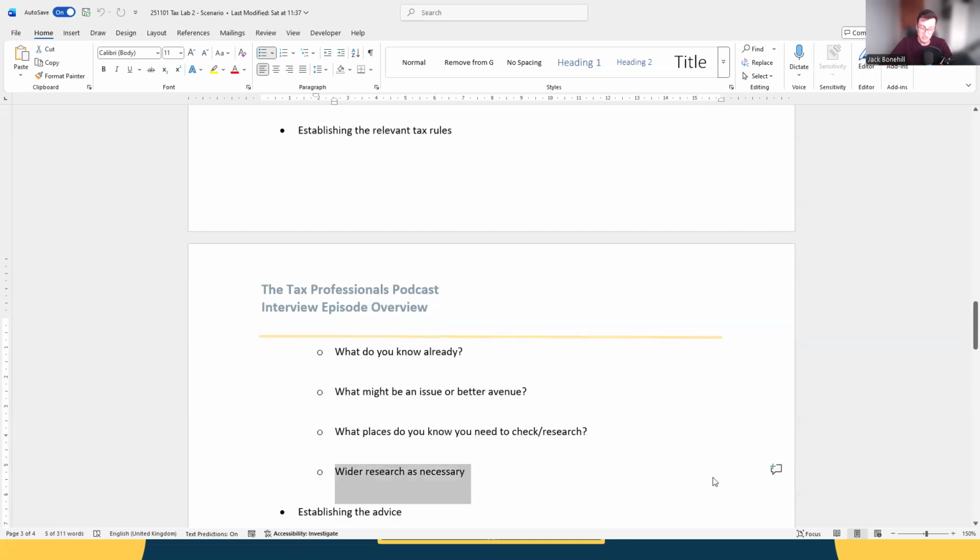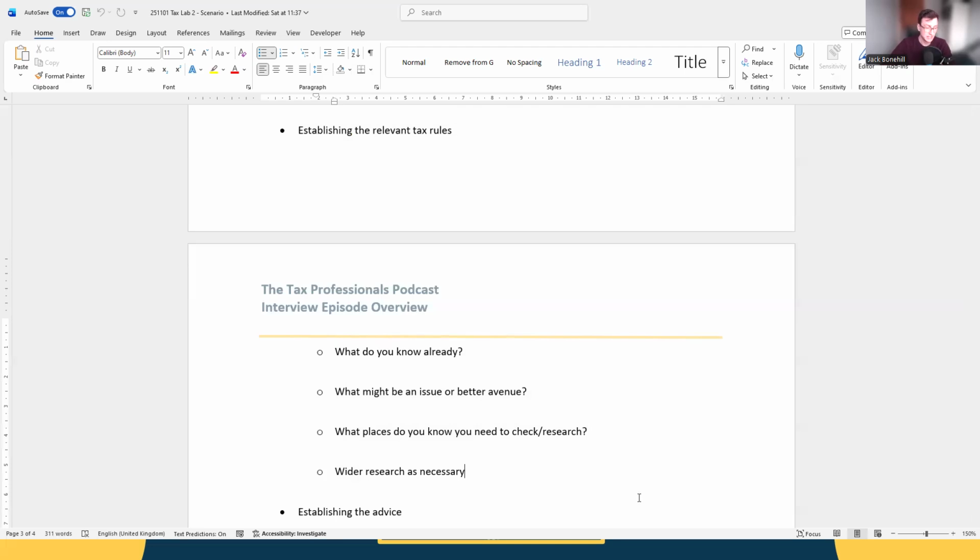Then you just need to think about being careful and making sure you widen your research as necessary. You can also, if you work in tax teams and you've got colleagues, ask them about these things. If you work for yourself and run your own business, maybe you've got some other people you can run these ideas past, etc. Just make sure before you jump into it that you start establishing what you know first and then delve into the research.